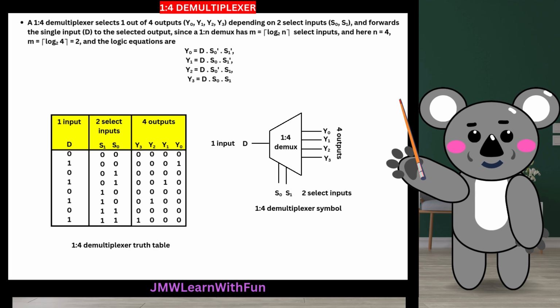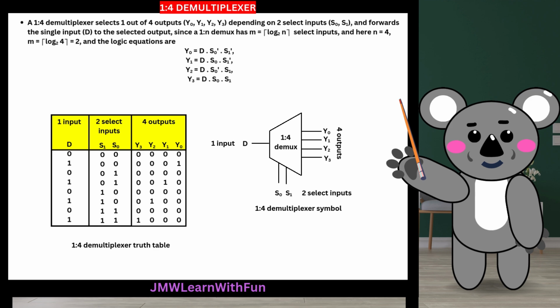to 2, and the logic equations are, Y0 equal to D and S0 bar and S1 bar, Y1 equal to D and S0 and S1 bar, Y2 equal to D and S0 bar and S1, Y3 equal to D and S0 and S1. The truth table of a 1 is to 4 demultiplexer is shown, with 1 input D, 2 select inputs, S0, S1, and 4 outputs, Y0, Y1, Y2, and Y3.